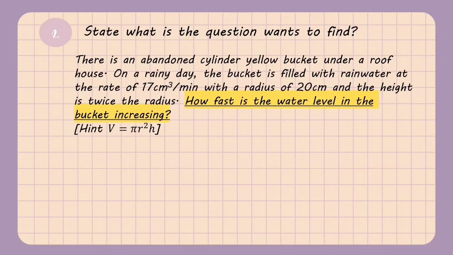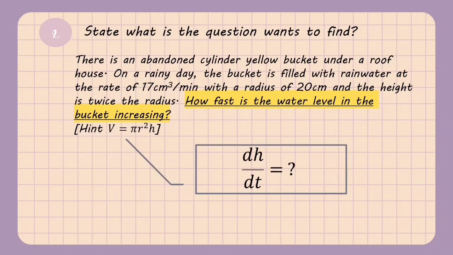Second, after I get the information, we need to find what the problem statement wants. So, according to this problem statement, the problem is how fast the water level in the bucket is increasing, which we can write as dH/dt.